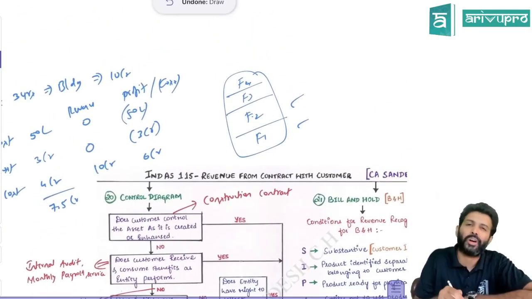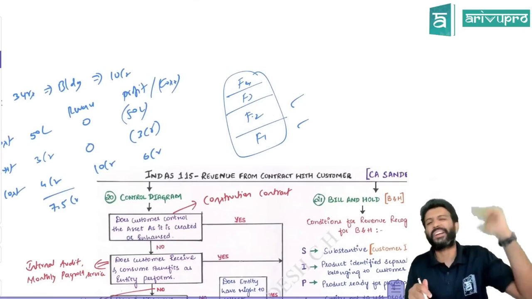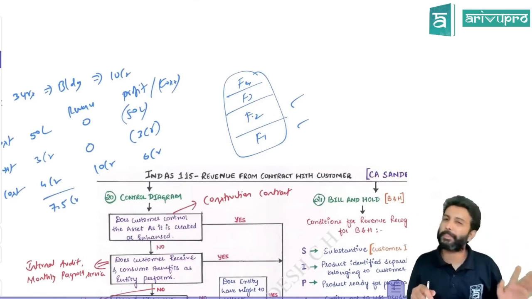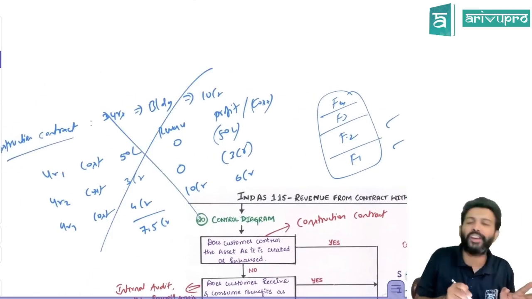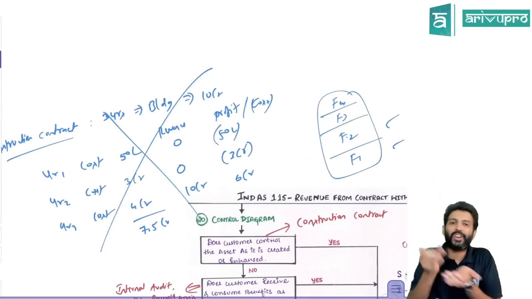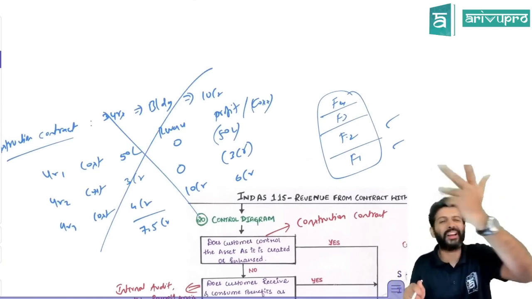In all your construction contracts, the customer controls the asset as and when it is created. So you always go for the percentage completion method. So you will not wait for 3 years to book the revenue. In the first year you check how much percentage of work is completed and accordingly go on booking the revenue.